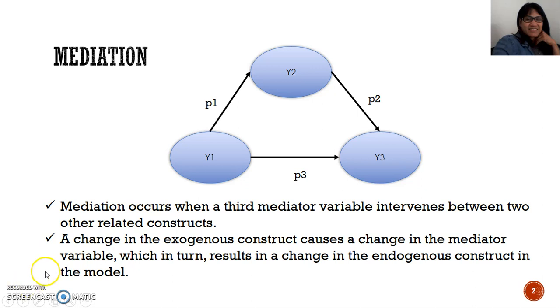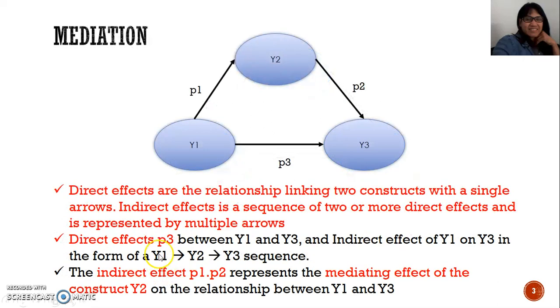Mediation occurs when a third mediator variable intervenes between two other related constructs. A change in the exogenous construct causes a change in the mediator variable, which in turn results in a change in the endogenous construct in the model. Direct effects are relationships linking two constructs with a single arrow. An indirect effect is a sequence of two or more direct effects and is represented by multiple arrows.